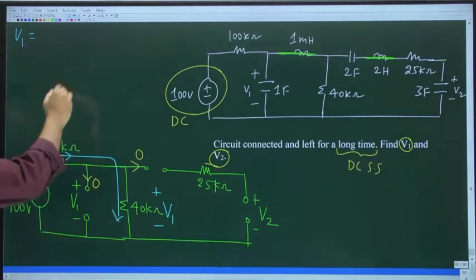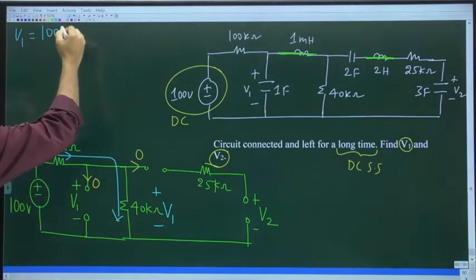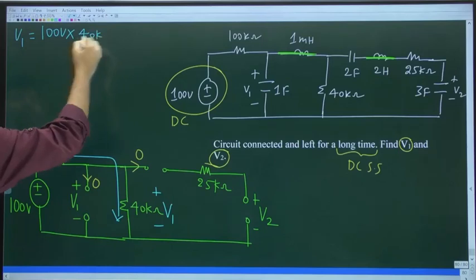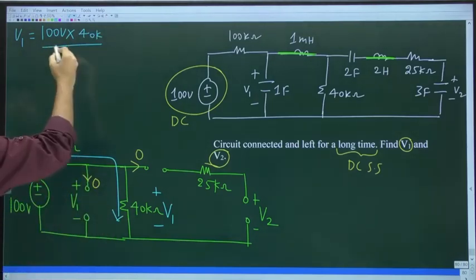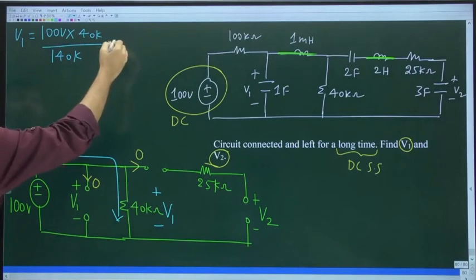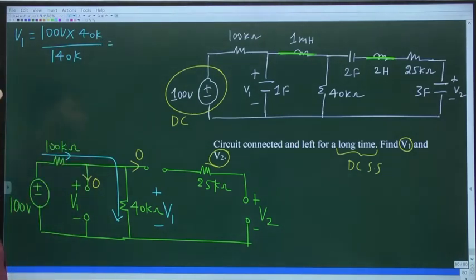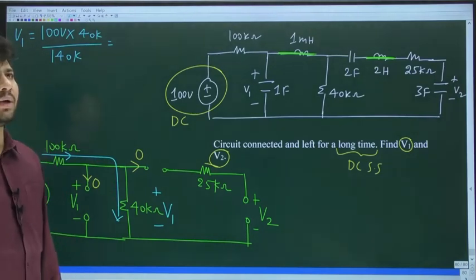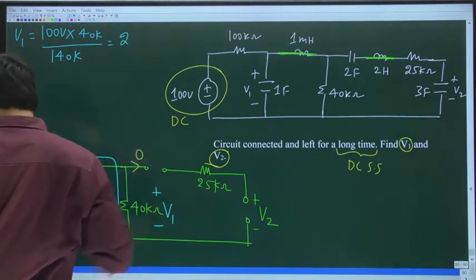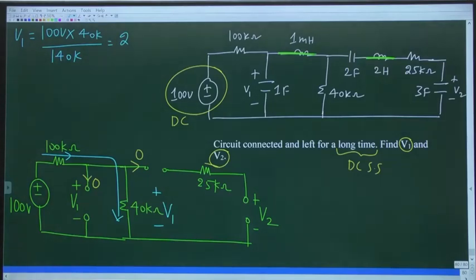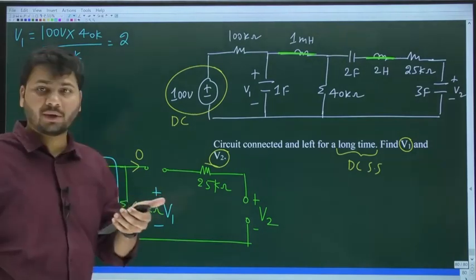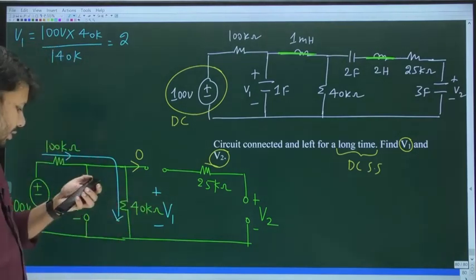Okay, so V1 will be equal to what? 100 volts into 40k divided by 100k plus 40k, which is 140k. So I think it is 400 by 14. It is 400 by 14, that is 100 into 4 divided by 14. 400 by 14, I think all of you said 20 something, right? Is it 28.57? 400 by 14 is what?